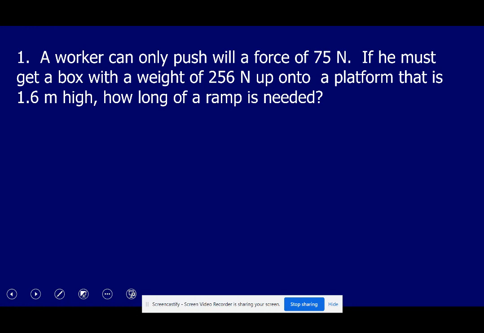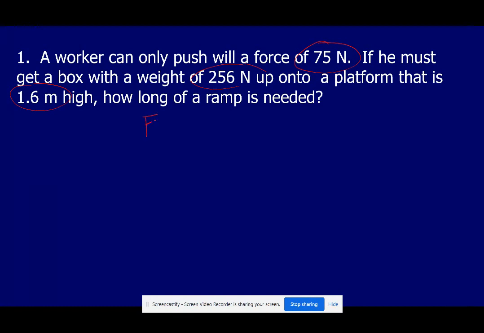So, number one, a worker can only push with a force of 75 newtons. If that's how much force you can push with, then you should not be hired as a worker. It's not very much force. The weight, the load force to be lifted is 256 newtons. Trying to get it up onto a platform that's 1.6 meters high. How can this worker get that thing up to that 1.6 meter height? How long a ramp would be needed?